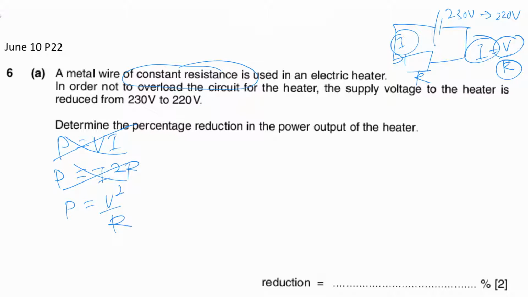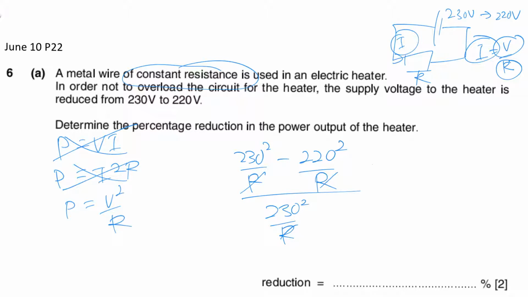So the percentage reduction in power means you must take the power that is reduced over the original power. So what is the reduction in power? You take the bigger power, which is 230 squared over R, minus the smaller power, 220 squared over R. You don't have to take initial minus final or final minus initial because you just want the change. So divide by the original power, 230 squared over R. You'll notice that all the R will cancel out and you will end up with 230 squared minus 220 squared over 230 squared. Now this is not yet a percentage, so you have to times 100.